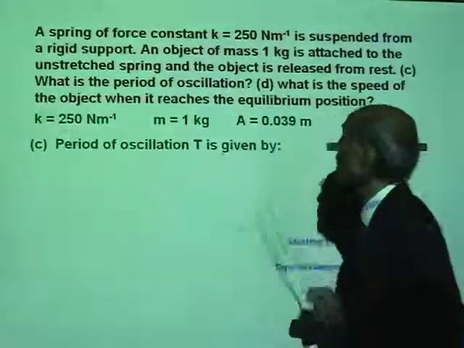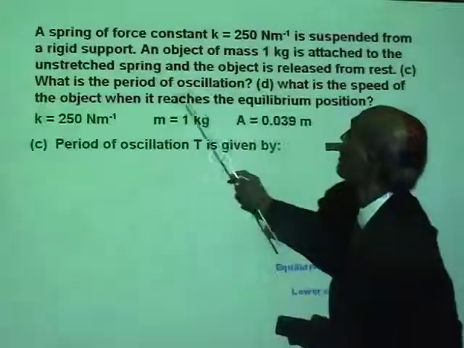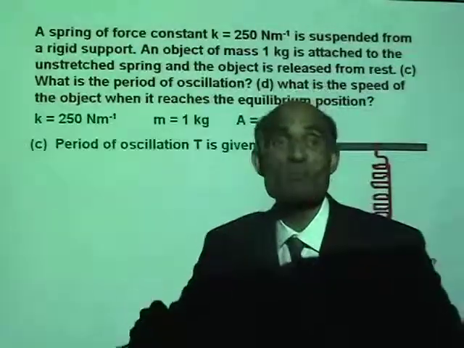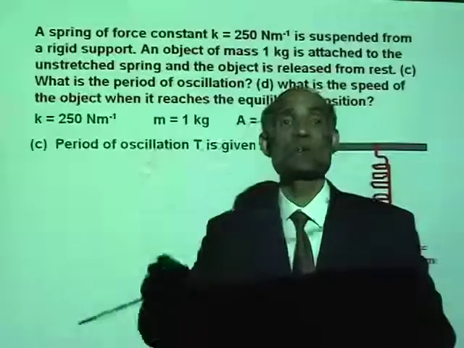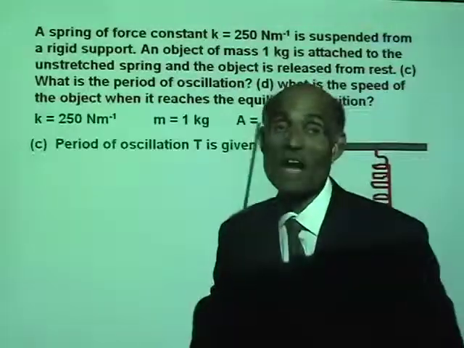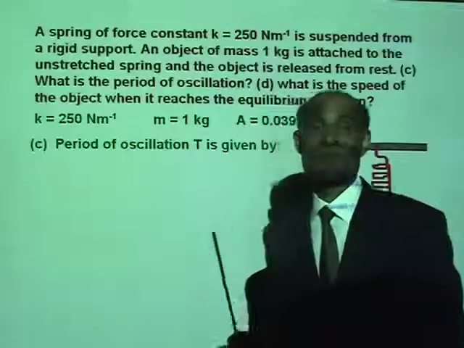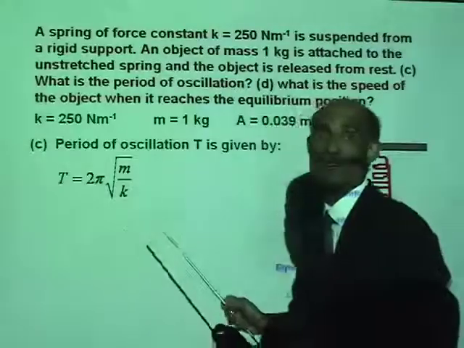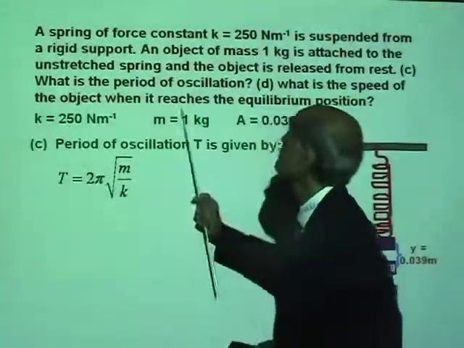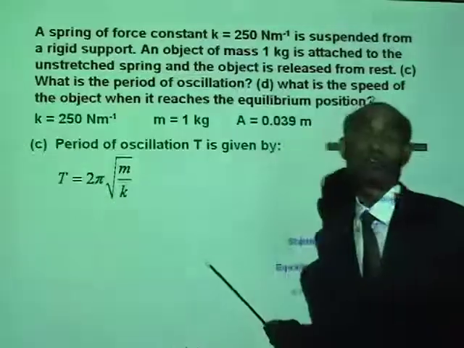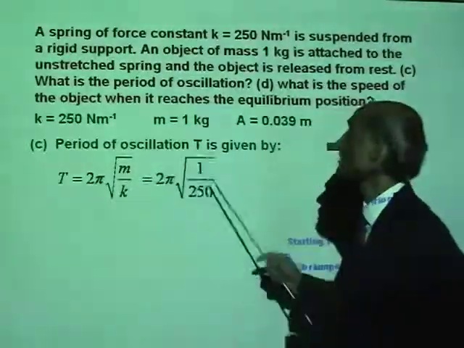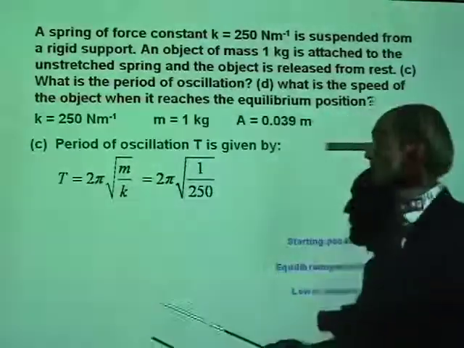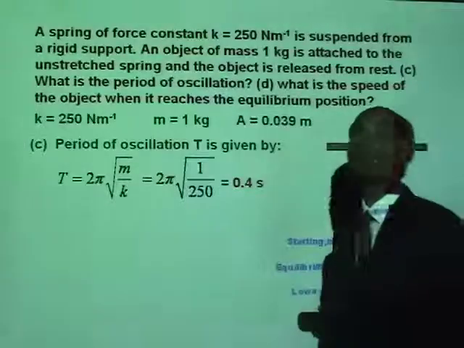Alright, next part C. What is the period of oscillation of the object? Now, what is the equation for the period of oscillation of a loaded spring? We used that in our first problem. Period is 2 pi square root of m over k. We know the value of k, we know the value of m, therefore it is a simple matter of substituting. That will be 2 pi times square root of 1 over 250. That is 0.4 seconds.